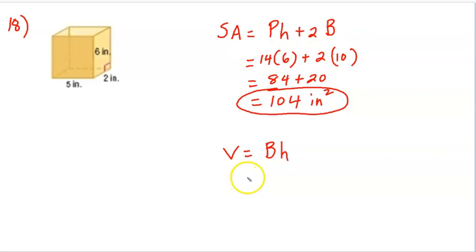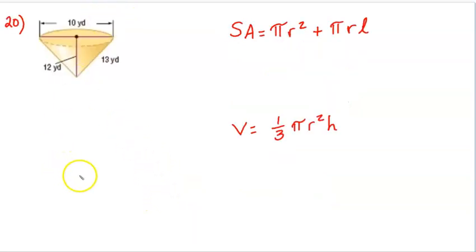And then the volume is, again, here's the area of the base, which we've already calculated up here. So that's 10 times the height of the solid. That's 6. So pretty easy calculation. That's going to be 60 cubic inches. Volume is always in units cubed. And so there's your answer for number 18.